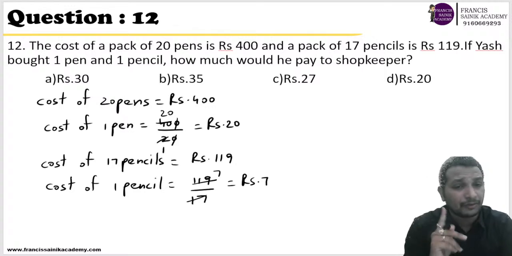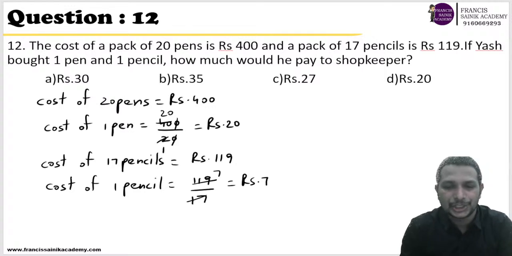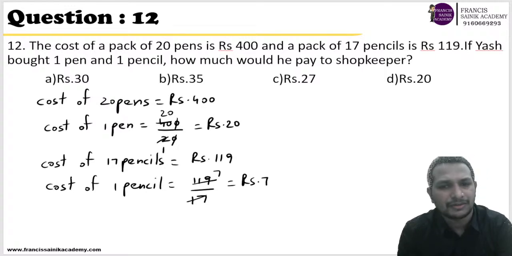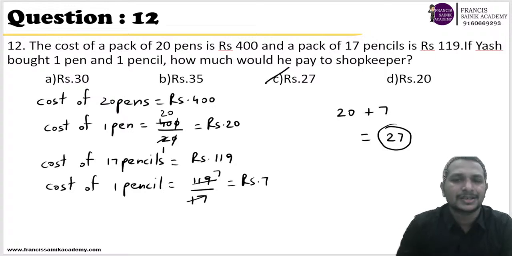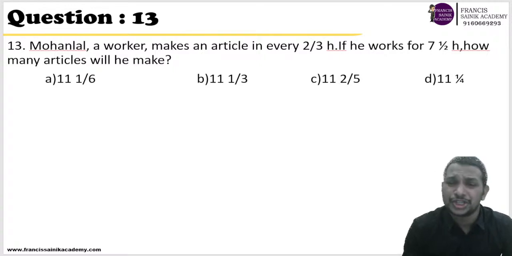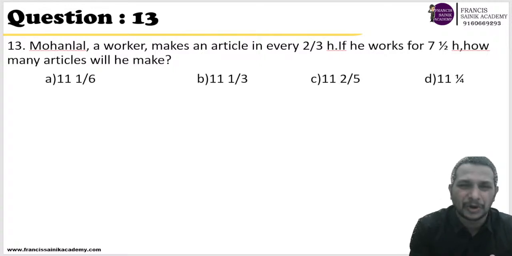We have the value of the cost of 1 pencil and the cost of 1 pen also. But Yash bought only 1 pen and 1 pencil, right? So find the amount he paid to the shopkeeper. That's nothing but cost of 1 pen is 20 and cost of 1 pencil is 7. So altogether he paid how much? 27 rupees. Okay. Paid cost as 27 rupees, which is option C. Okay. Next. Sometimes the question might be bigger, but the concept will be very small.